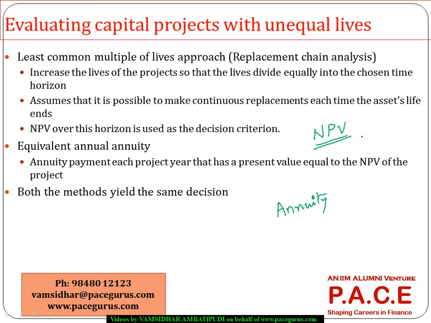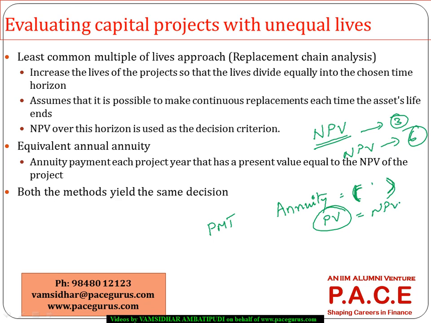Because this NPV is over a 3-year period, whereas for the other project, the NPV could be over a 6-year period. So take the NPV as the present value and find the annuity value, which is like an equal benefit every year. So you can find out the PMT by taking PV as the NPV, and the number of years and the interest rate. Taking all these things, you find out the PMT, and whichever project gives me the higher PMT will be the more profitable project compared to the other.